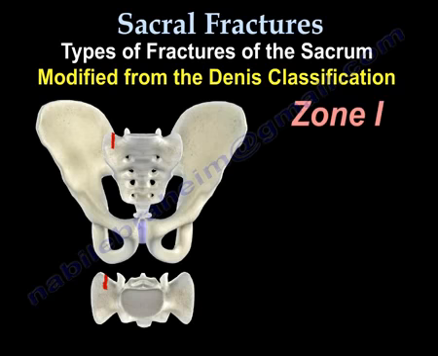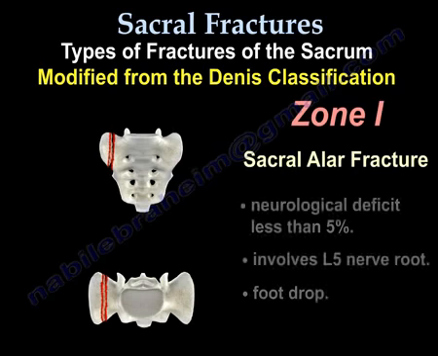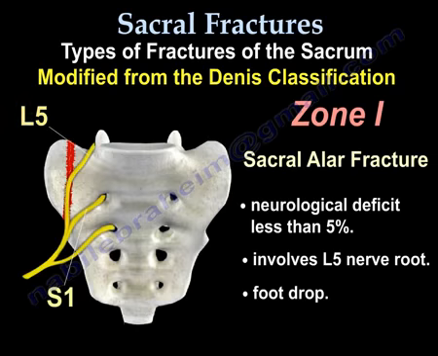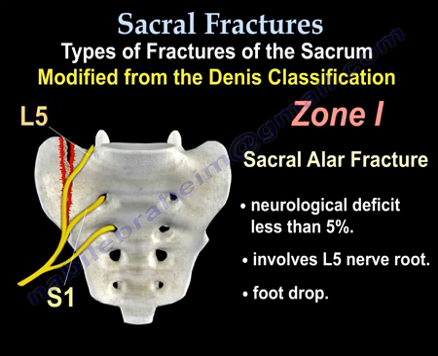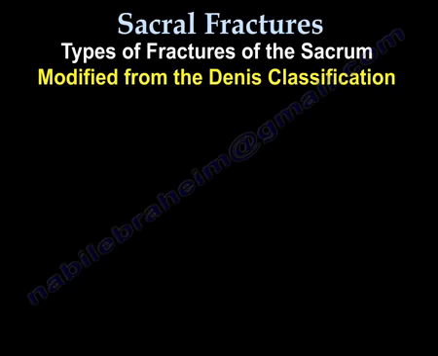Zone 1, sacral alar fracture. The fracture involves the sacral ala. Neurological deficit is less than 5%. It involves the L5 nerve root, which runs on top of the sacral ala. The patient may get a foot drop.